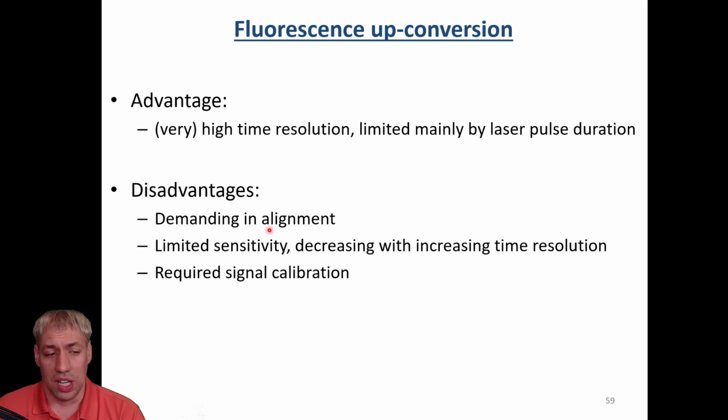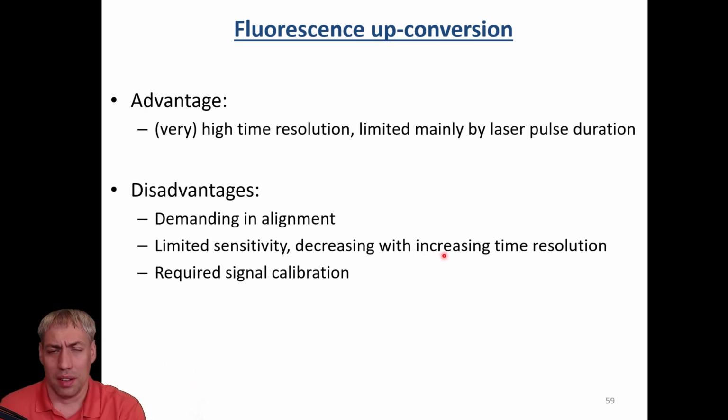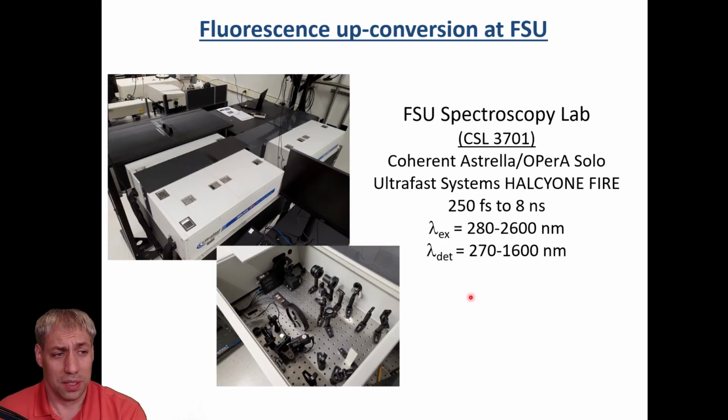Disadvantages: this demands a lot of alignment. It's a lot of optoelectronics you have to get working together. You have to align beams so they come in incident on the BBO crystal. It's also a little bit limited in sensitivity. With our system, you need something like a 1% quantum yield to actually see emission. If it's weaker than that, it's going to be very hard to get signal out of it. And you have to have signal calibration. You have to know your delay line, your distance and time relationships. And so it's a non-trivial measurement.